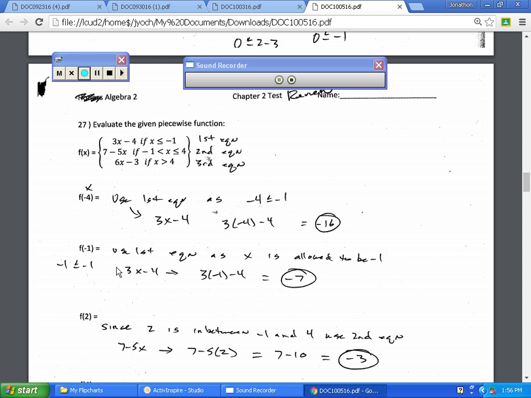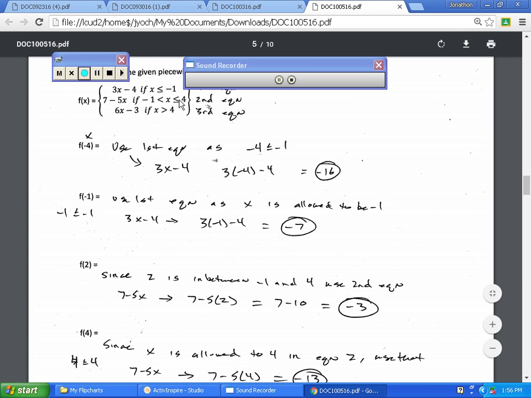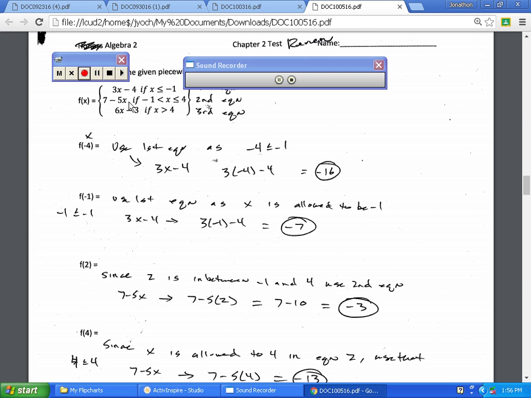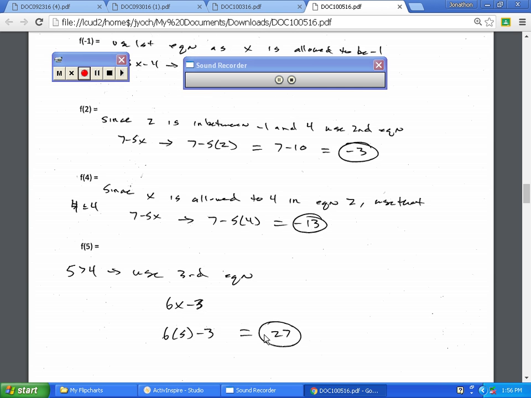The second one, x is allowed to be negative 1, so you use the first equation again to get negative 7. 2 is solidly in between negative 1 and 4, so use the second equation. Plug it in there. 7 minus 5 times 2 gives you negative 3. 4, x is allowed to be 4 in the second equation, so you plug it into the second equation. And finally, 5 is bigger than 4, so we use the third equation to get 27.